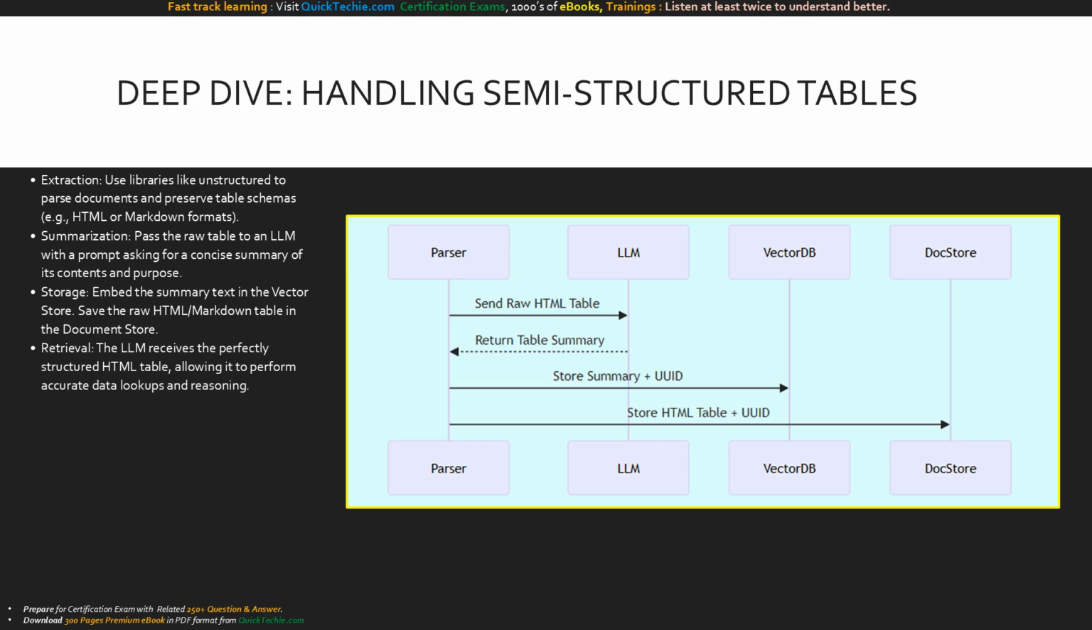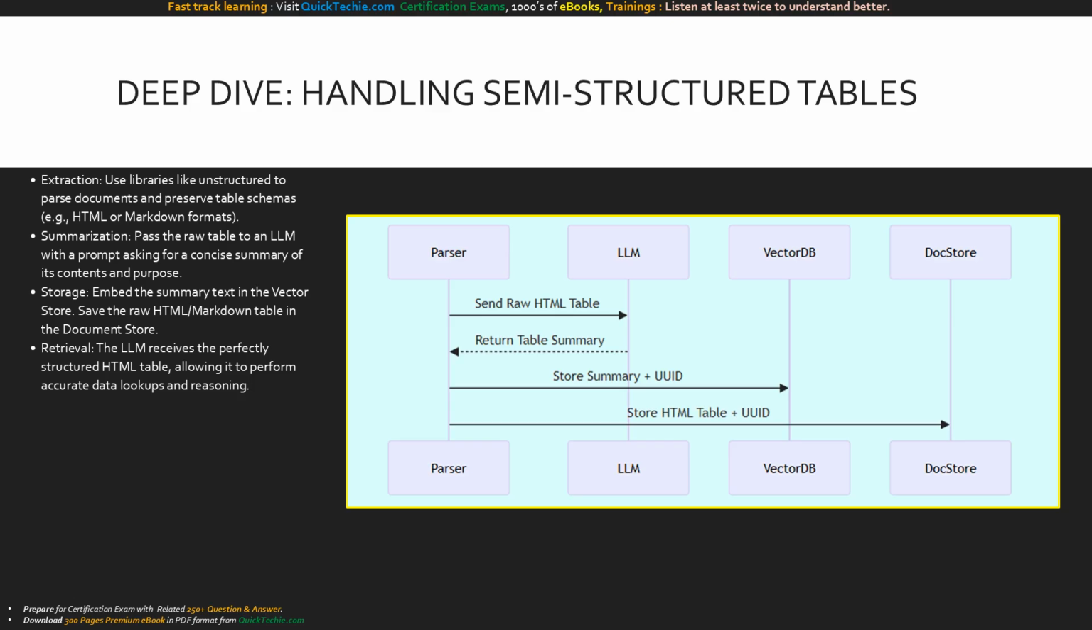Simultaneously, we save the raw HTML table into our document store. When a user queries European revenue, the vector store matches our summary. But the beauty is, the LLM receives the full HTML table, meaning it can accurately read rows and columns to answer complex analytical questions. Follow the sequence diagram to see the ingestion of a table.